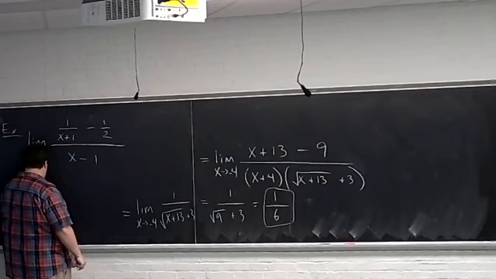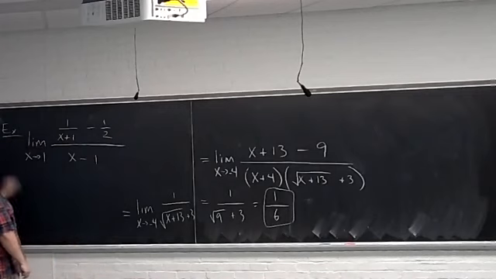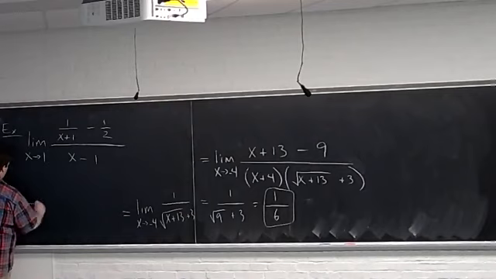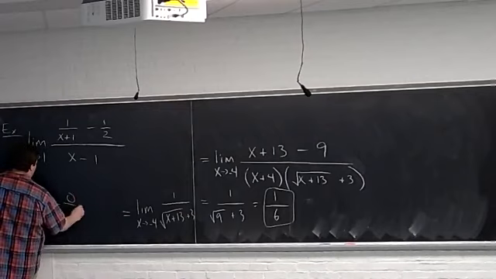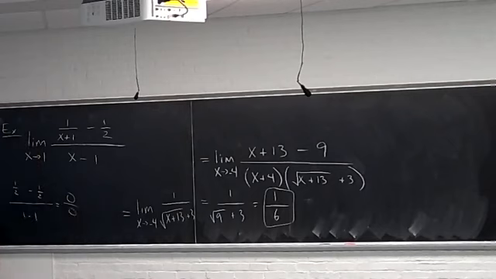Well, again, we have a limit. What happens upon direct substitution? Let x equal 1. You get a half minus a half over 1 minus 1. We again have a 0 over 0. This tells us we need to do some algebra.